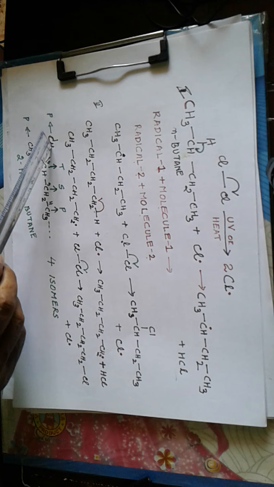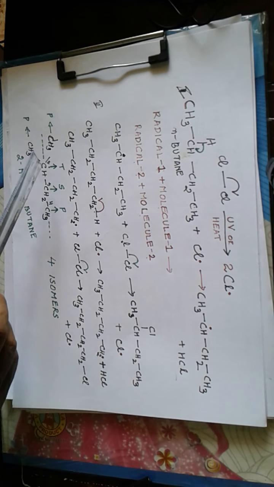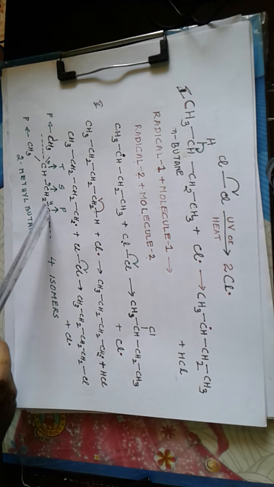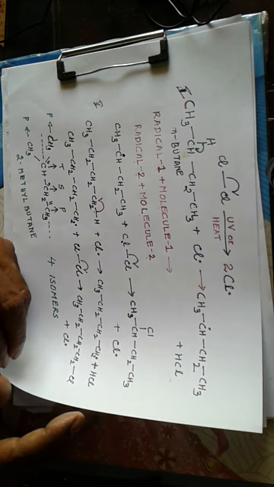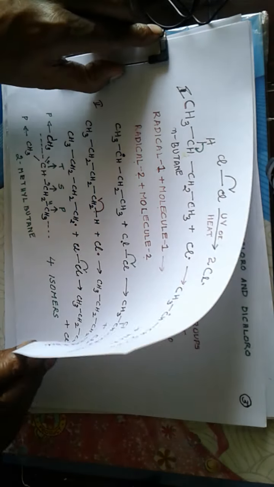we get a fourth monochloro derivative. So replace one hydrogen by a chlorine from here, replace this hydrogen by a chlorine, and so on. So we get 4 isomers. So 4 monochloro derivatives are possible for 2-methylbutane.